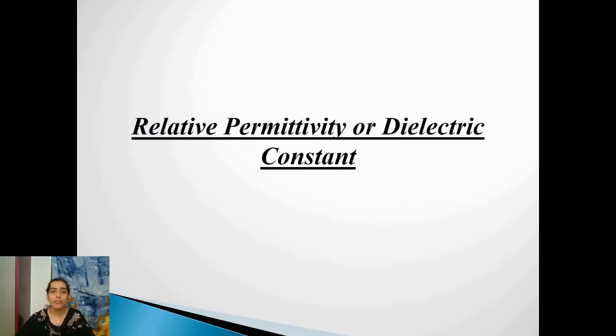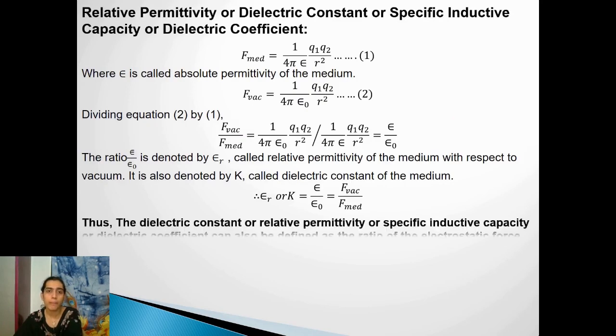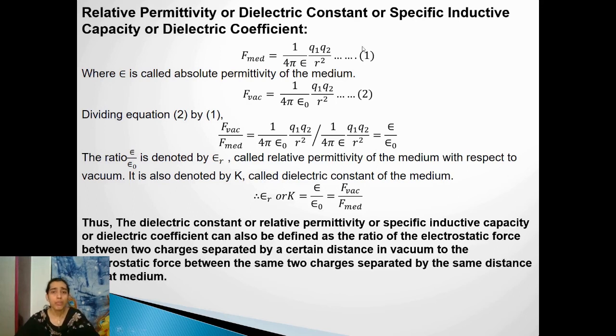One more important term which we can define in terms of the electrostatic force of Coulomb's law is relative permittivity or dielectric constant. Now, how do we define this relative permittivity? Suppose we consider the force between any 2 point charges which are held in some medium, right? So that force is given by this equation, equation number 1. The force in medium is equal to 1 by 4 pi epsilon Q1 Q2 divided by R square. You can observe here this epsilon is the permittivity of the medium.